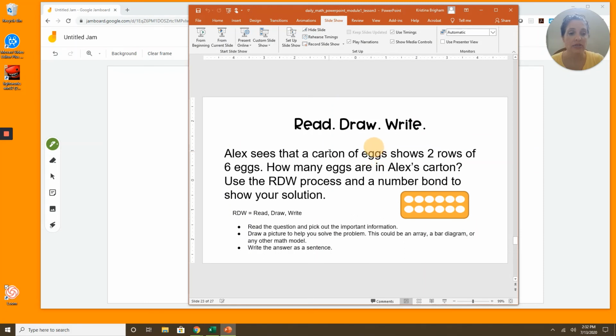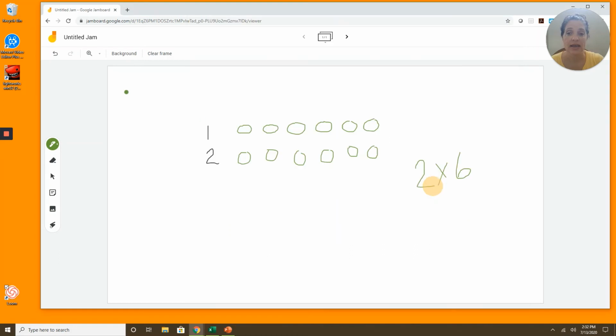I need to know the total, right? So I need this to be an equation. So I'm putting an equal sign. So let's just count: 1, 2, 3, 4, 5, 6, 7, 8, 9, 10, 11, 12. So 2 times 6 equals 12.